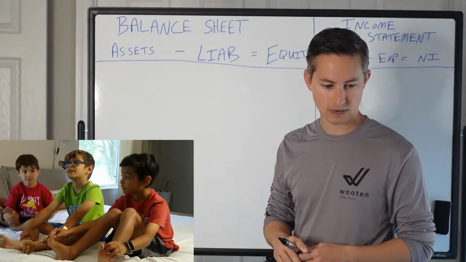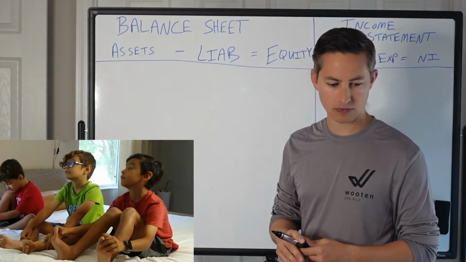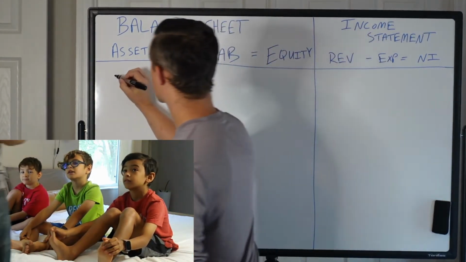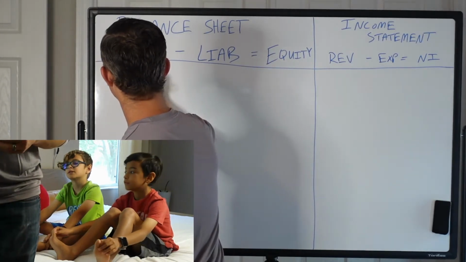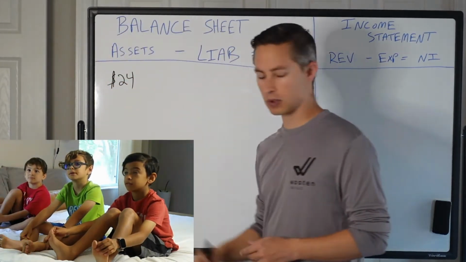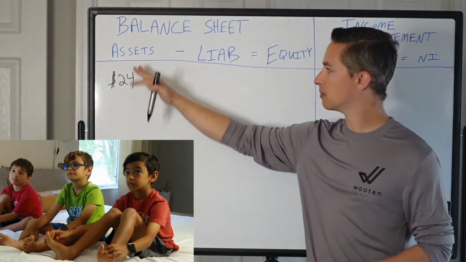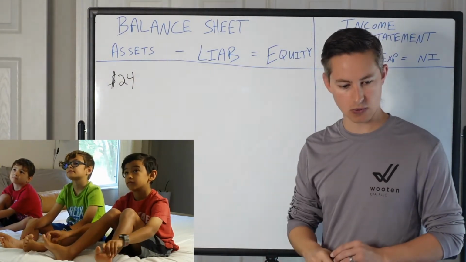I have no idea. What's a random guess? Rough estimate. I had like 24. 24, okay. We'll say that you have 24 right now. So you have $24 in Rooster Money. That's how much you have. That's an asset. You own that.